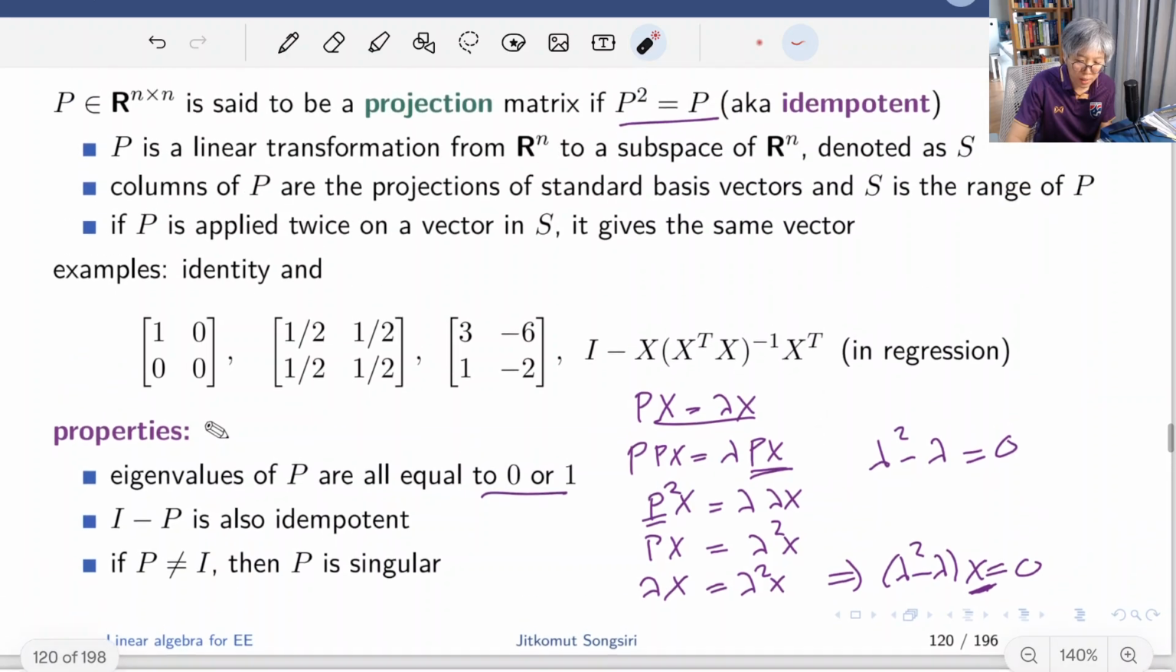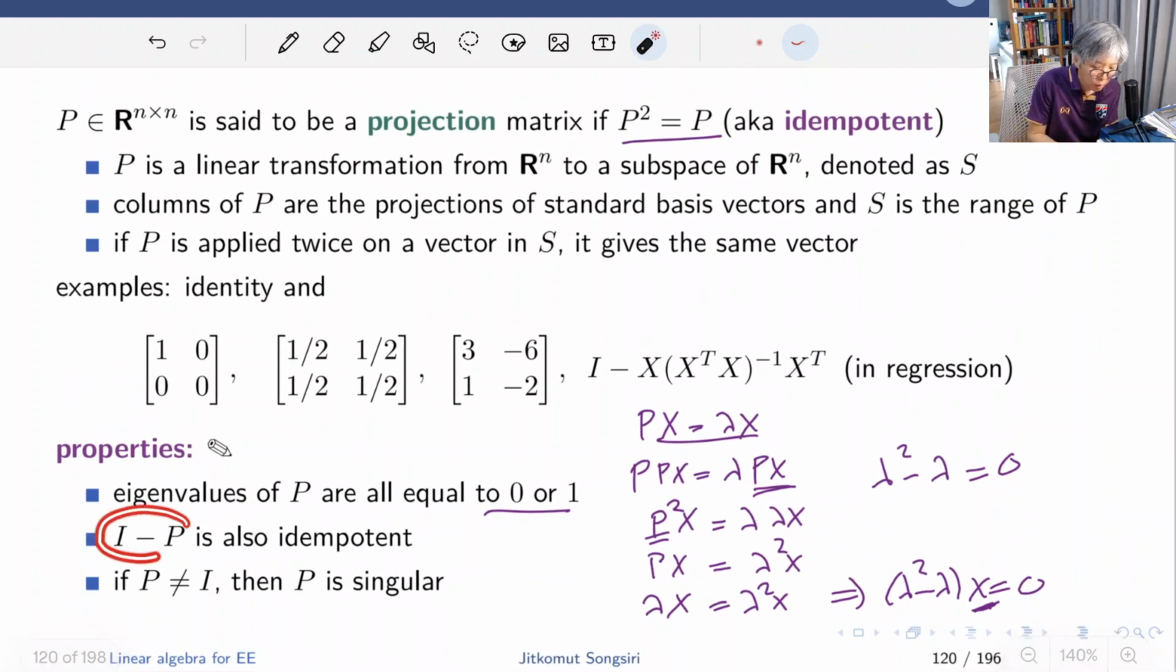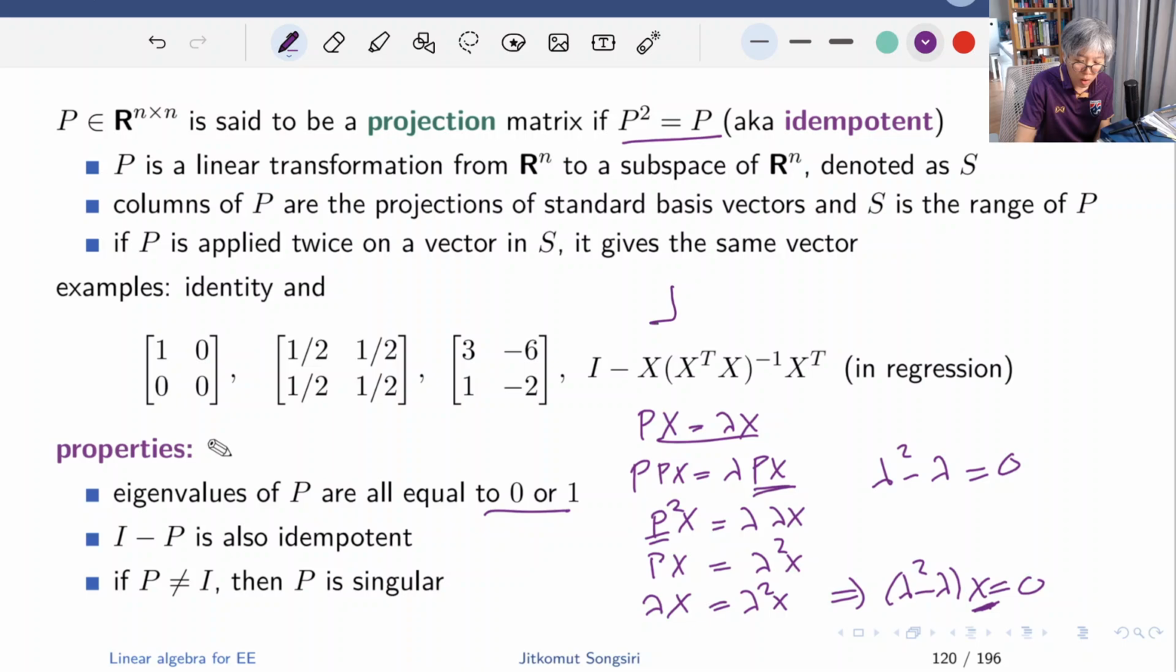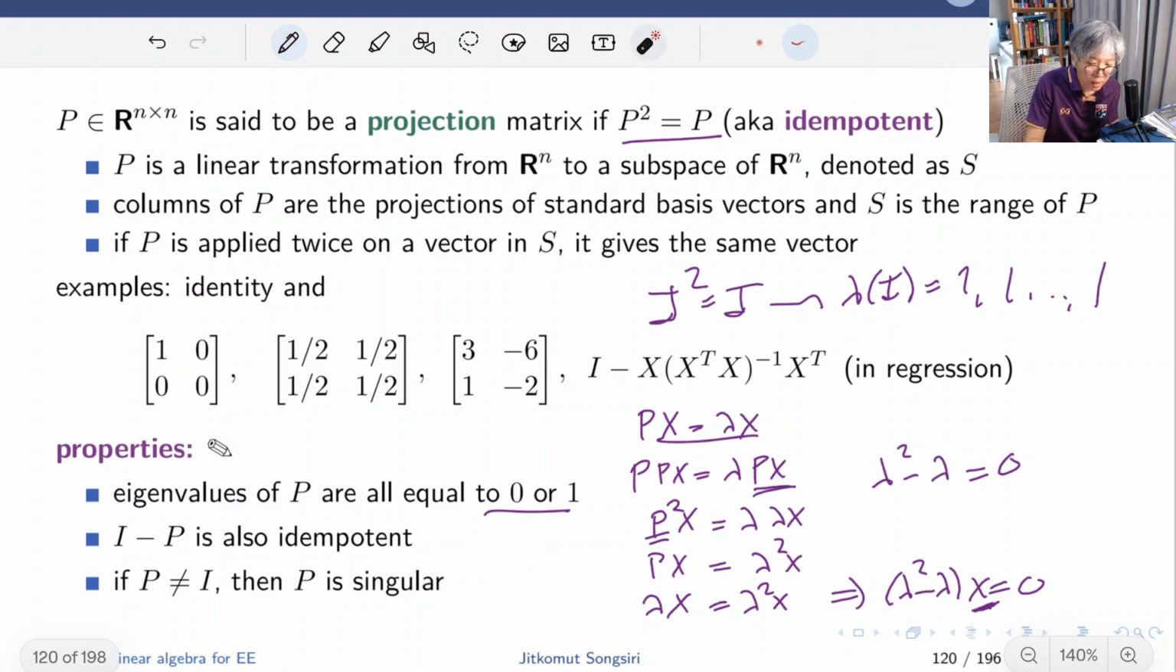Can you verify that if P is idempotent, so is I minus P? You also see that the identity matrix is an example of an idempotent matrix because I squared equals I. In that case, the eigenvalues of I are all 1, right? So the last property is that any idempotent matrix that is not the identity has 0 as one of its eigenvalues, so those idempotent matrices will always be singular matrices.